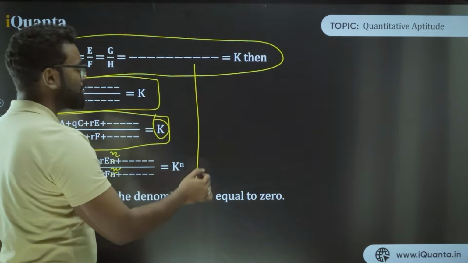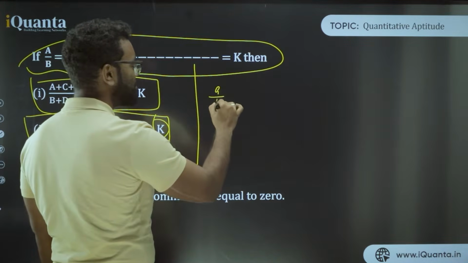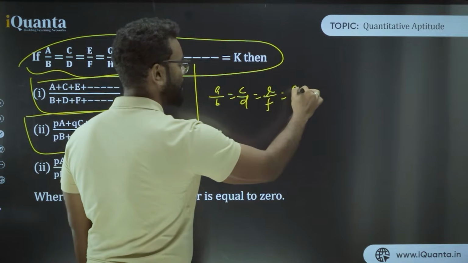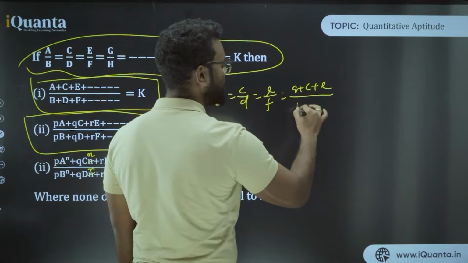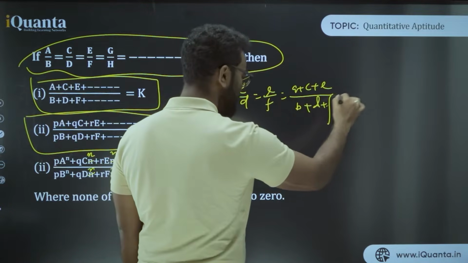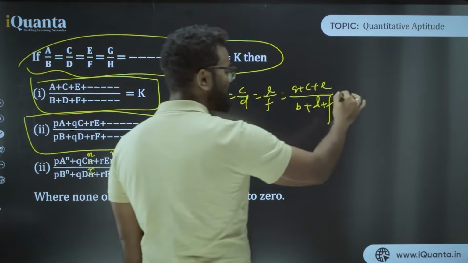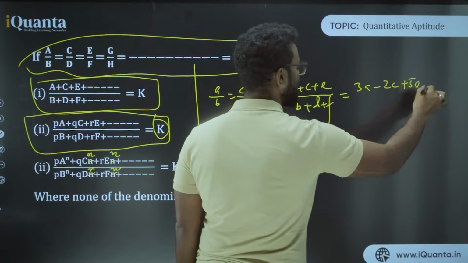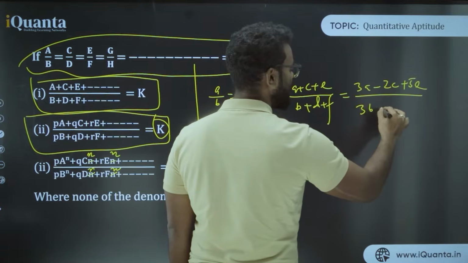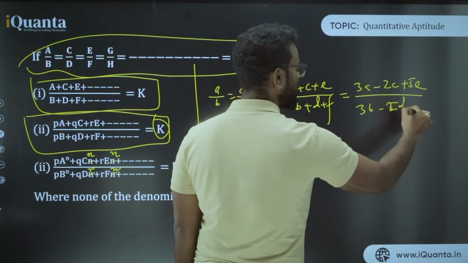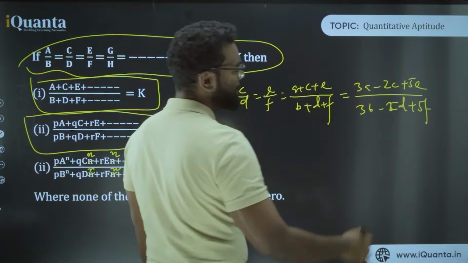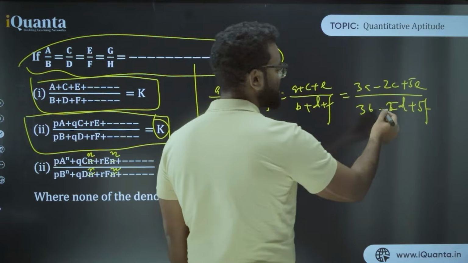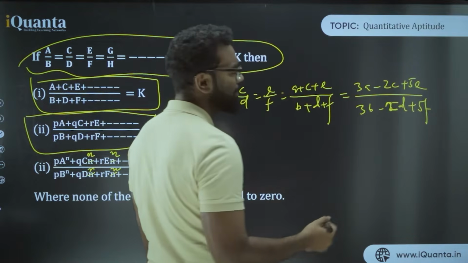Let me also give you one very simple example. Let's say A by B equals C by D equals E upon F, which equals (A plus C plus E) upon (B plus D plus F). I can write this directly. Also I can write, let's say, (3A minus 2C plus 5E) upon the same thing, (3B minus 2D plus 5F). If I multiply A with 3, I have to multiply B with 3 also. If I multiply C with 2, I have to multiply D with 2 also. So the same kind of arrangement we have to do.